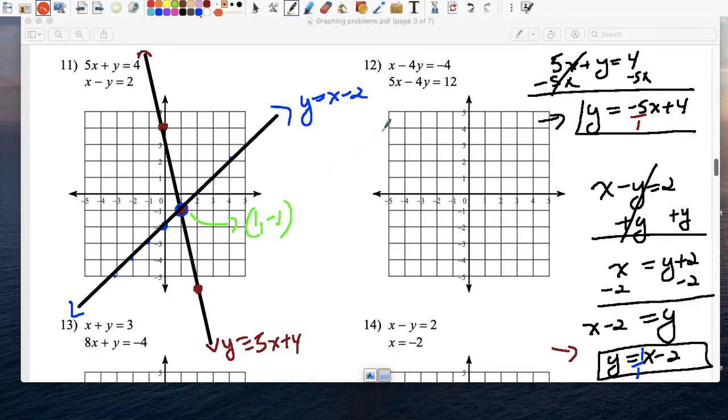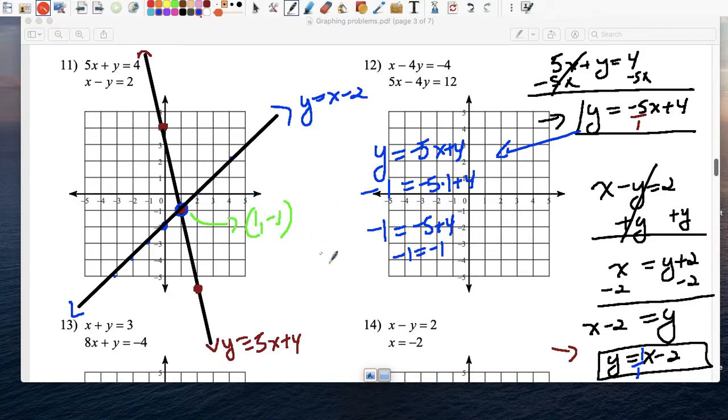So I'm going to put my two equations. Let me write it down. I'm going to take that equation, y equals negative 5x plus 4. I'm going to substitute the point 1, negative 1 here. So I get negative 1 over here, negative 5 times 1 plus 4. Negative 1 equals negative 5 times 1, which is negative 5, and then plus 4 is definitely negative 1. So left side equals right side.